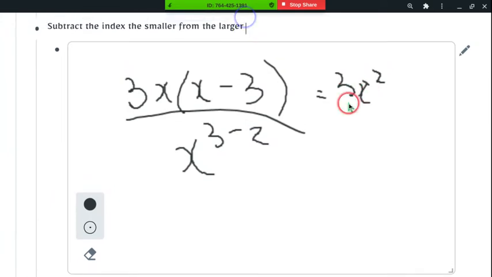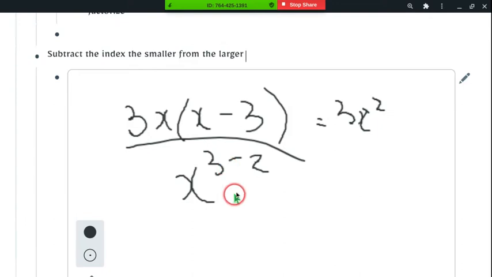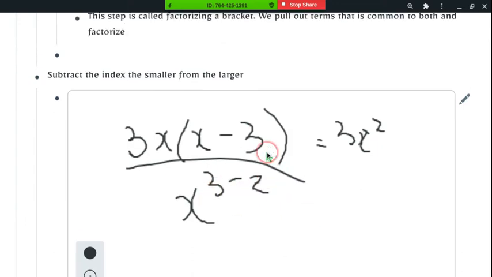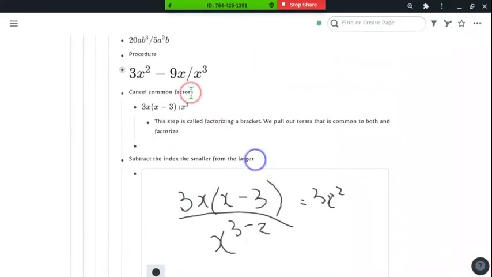What would that give me? Yeah, 3 minus 2 will give you? 1. Right. So let's put that on. We have, in essence, x to the 1 right here. But we have another x to worry about. It says we have negative 9x. So what would we do now?